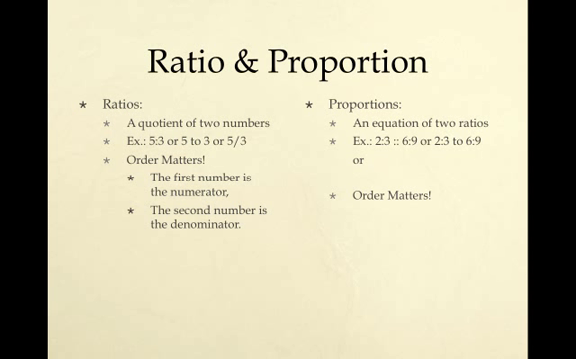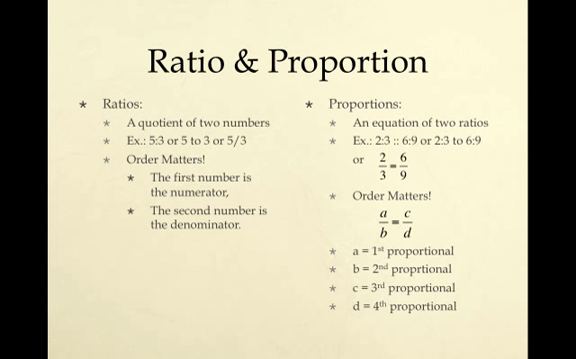Okay, once again, as with ratios, order matters. So let's get through this because my example makes more sense when you can see it. So back up to the top, you can see that 2 to 3 equals 6 to 9 is another way of writing a proportion. And once again, the order matters. So the first proportional occupies this spot in the upper left corner. The second proportional occupies the lower left corner. The third proportional is in the upper right, and the fourth proportional is in the lower right. Make sure you know these terms because you may be asked to find the fourth proportional or find the third proportional, and you need to know where to put the variable in order to do that.